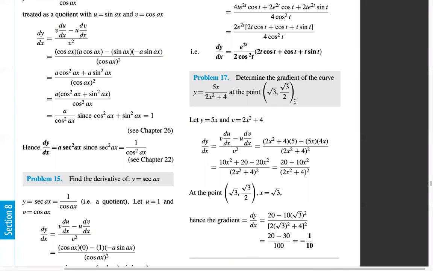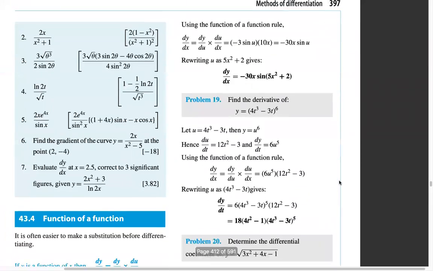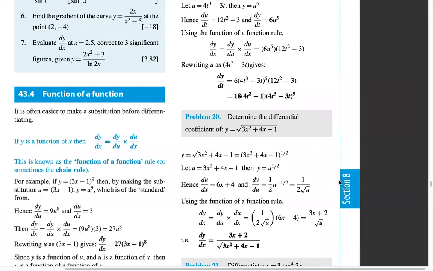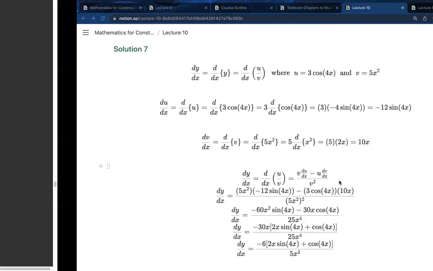Find a gradient at that point. You see how they give you the x value? They give you the x value here at this point. So you have to substitute that into this equation here to find the gradient, right? And we have further problems. Now let's talk about differentiating a function of a function.